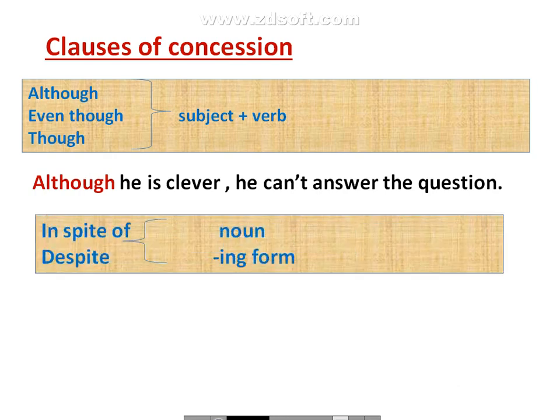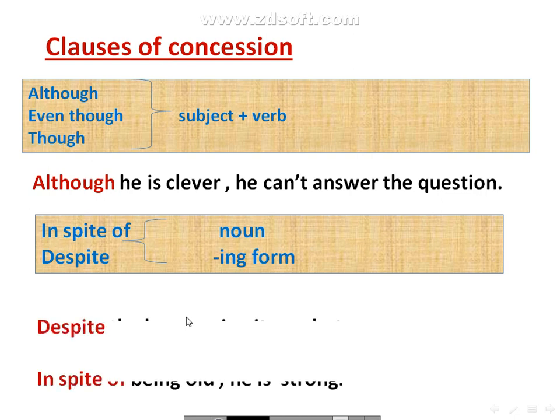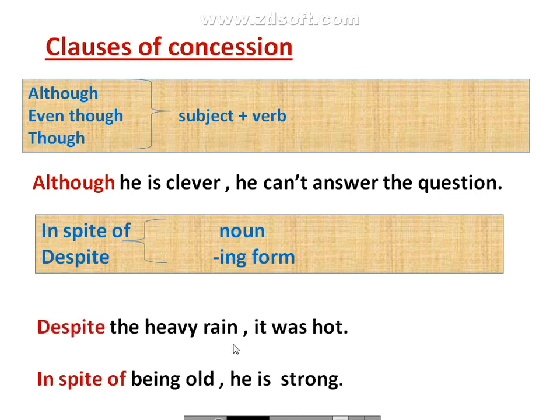Or we can also use in spite of or despite, but in spite of and despite are followed with a noun or ing form. Despite the heavy rain, it was hot. In spite of being old, he is strong. Despite is followed with a noun phrase, and in spite of with being, verb plus ing.